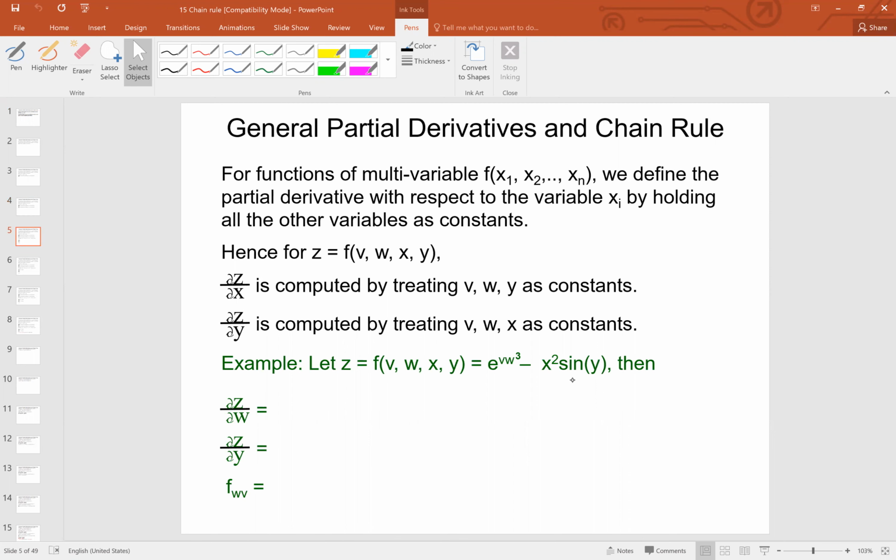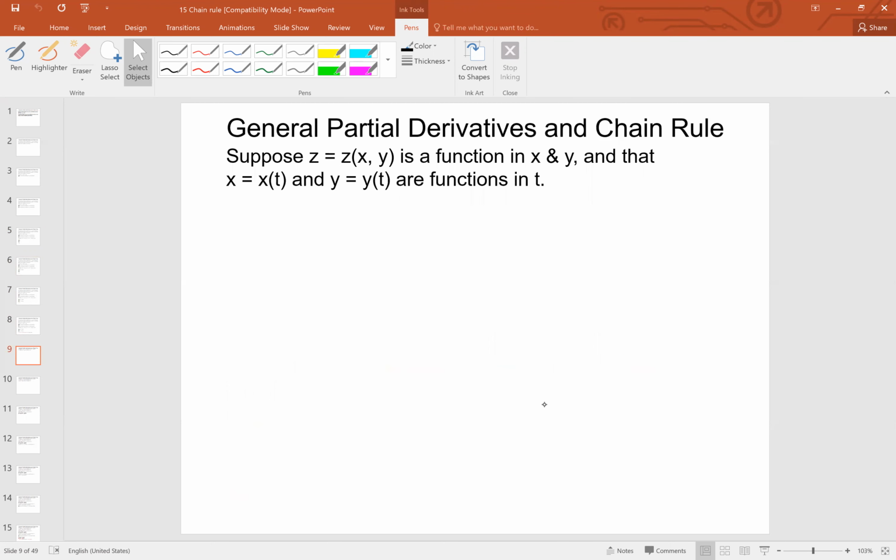Here's an example. Here's a four-variable function in v, w, x, y, with the partial with respect to w. The first one over here is 0 because that's a constant term. The only relevant one is this one, including w. So you can check that this gives us these different partial derivatives.